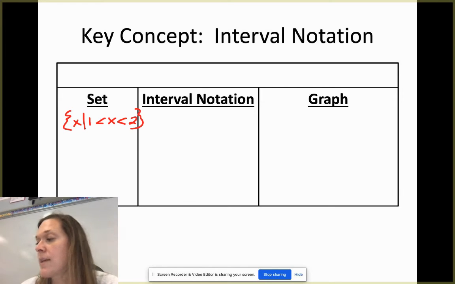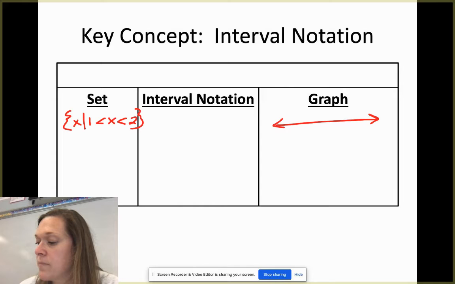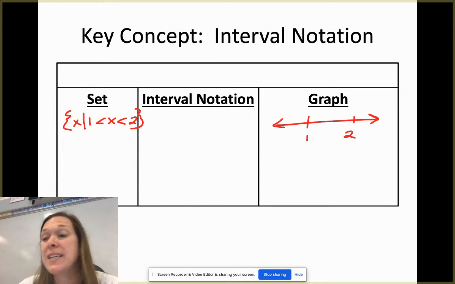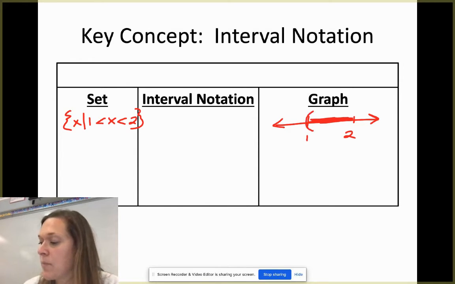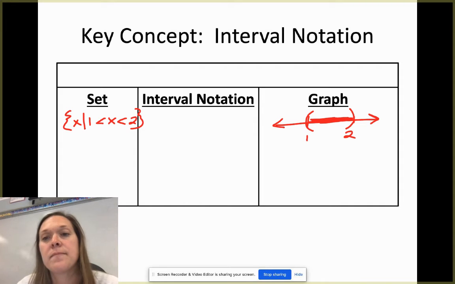So what would that look like in a graph? Well, we've got 1, we've got 2. X needs to be in between those two. So what numbers are between 1 and 2? Well, all of these right here where I'm shading. Because there's no equals to, I'm going to put a parenthesis and then a parenthesis.